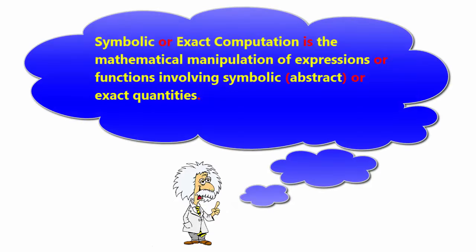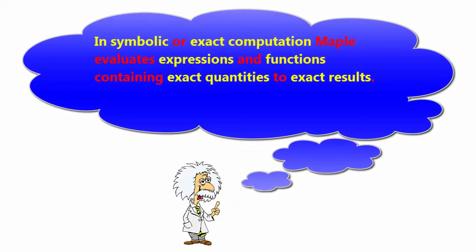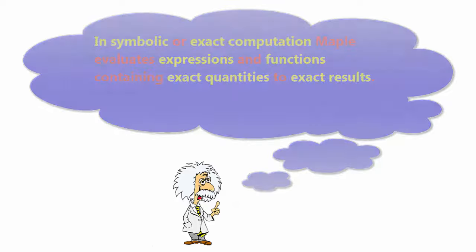Symbolic, or exact computation, is the mathematical manipulation of expressions or functions involving symbolic, abstract, or exact quantities. In symbolic, or exact computation, Maple evaluates expressions and functions containing exact quantities to exact results.